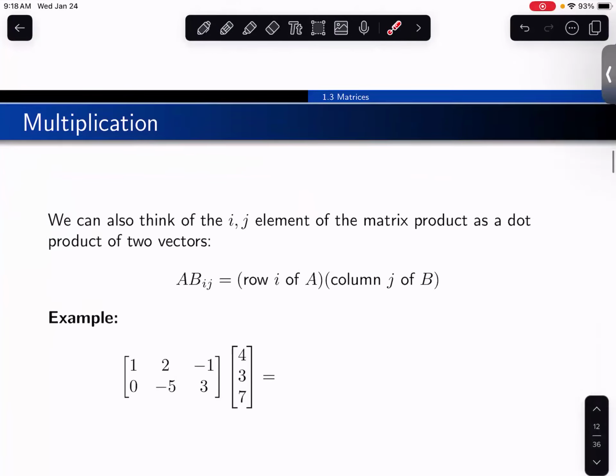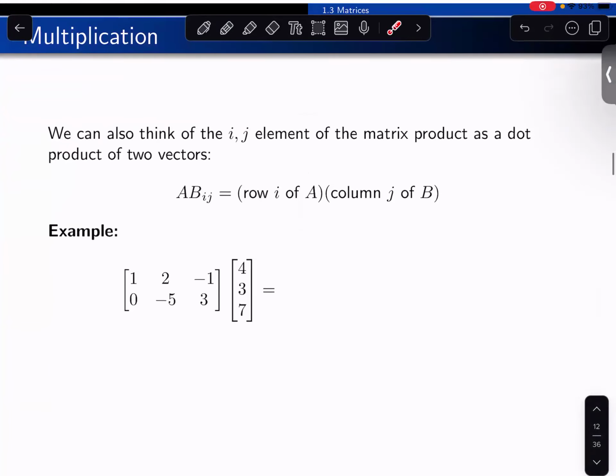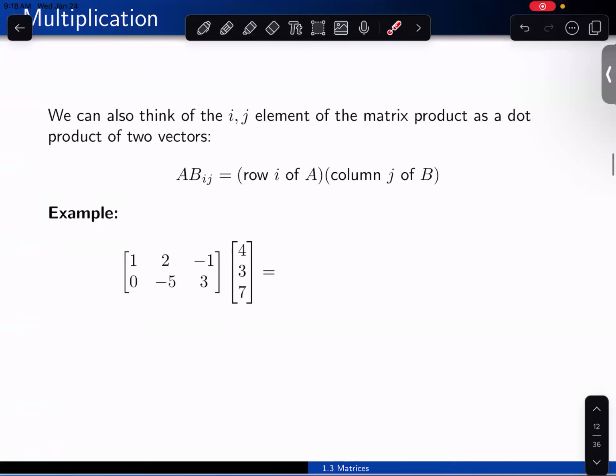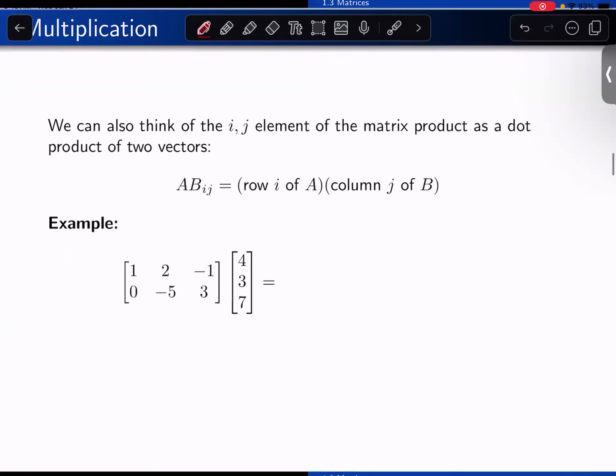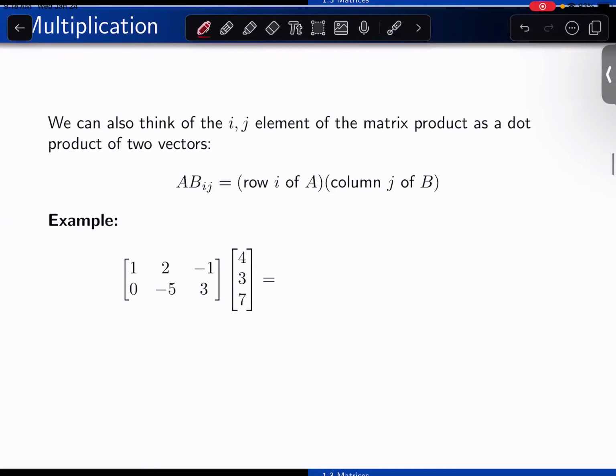I'll go through an example here using the equation I was talking about in the previous slide. If I want to determine the product of this matrix, first let's take note of the size of the matrices. This first matrix is a 2 by 3 matrix because we have 2 rows and 3 columns. And this is going to be a 3 by 1 matrix.